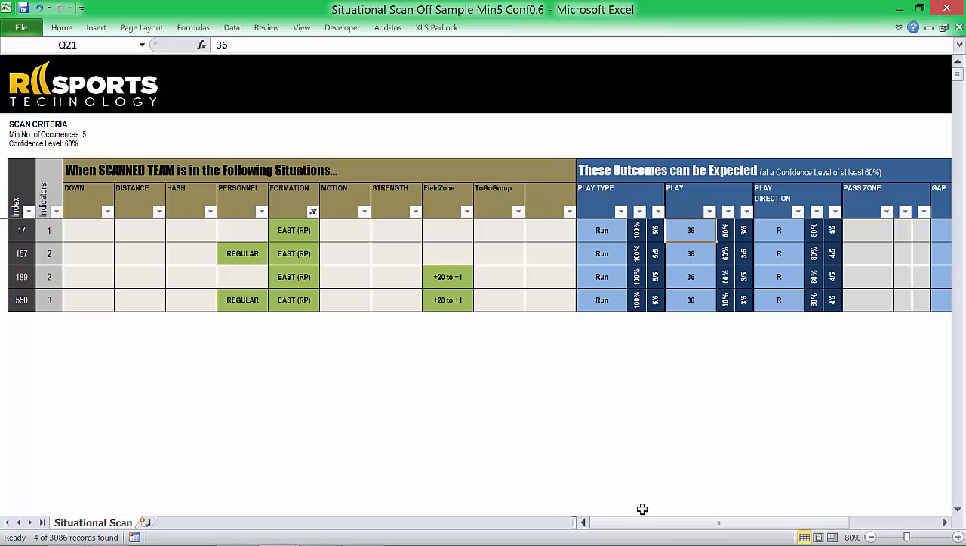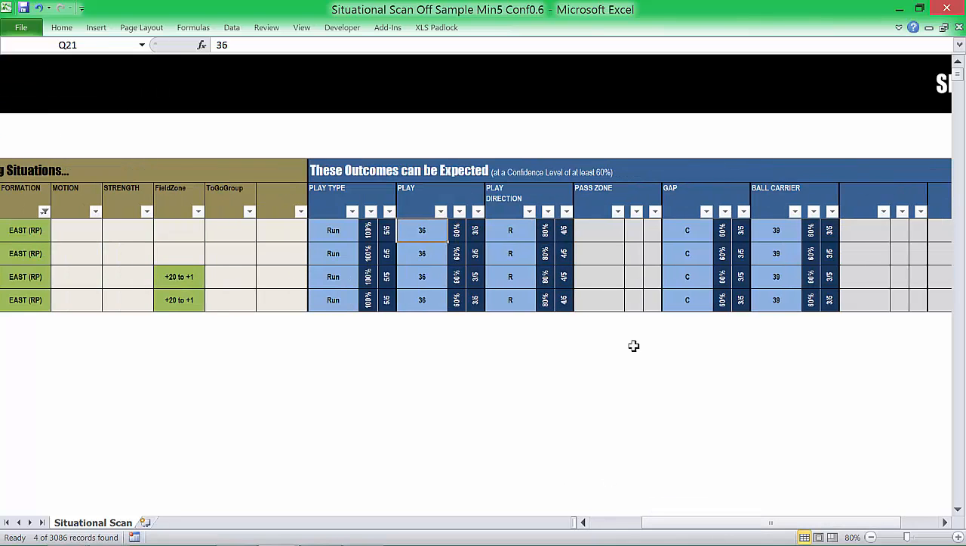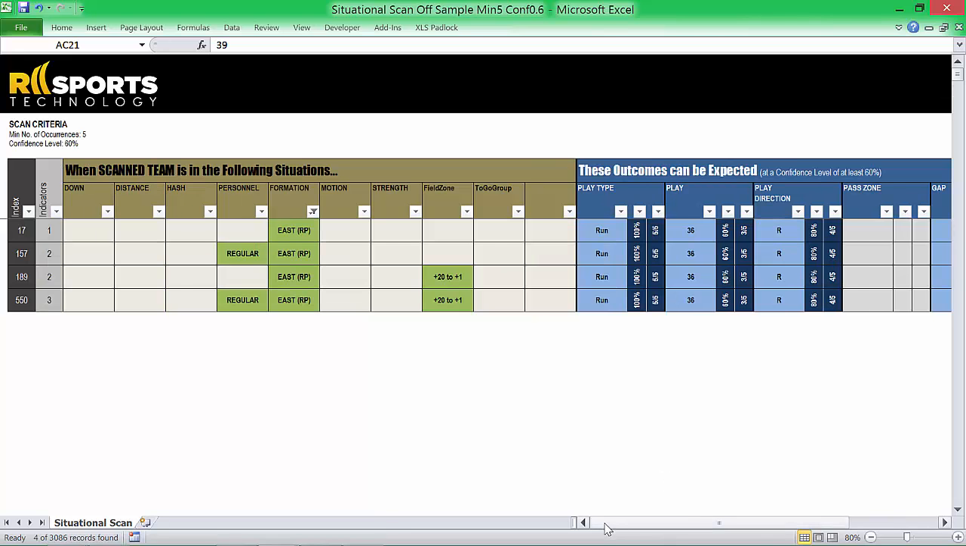60% of the time it's going to be play number 36. 80% of the time it's going to the right. 60% of the time it's going to the C gap. And 60% of the time they're giving the ball to number 39. So I can just that quickly begin to pull out pieces of information that I can hold on to, prepare my team for, or start to keep my eyes open for as I prepare for this team.